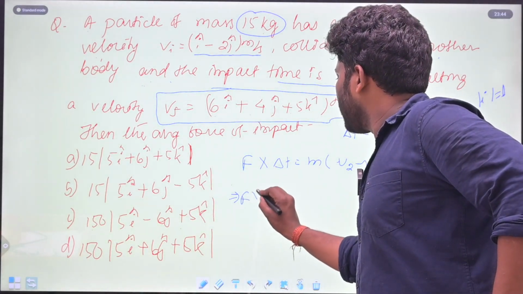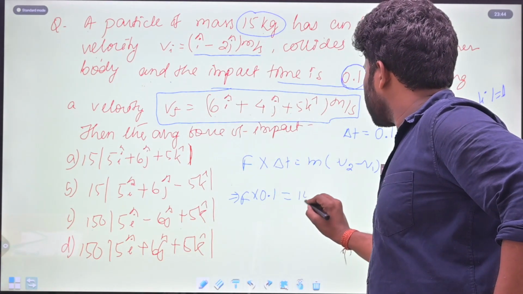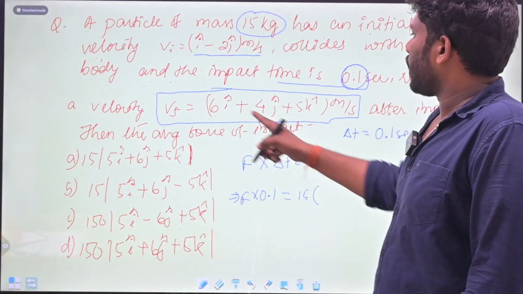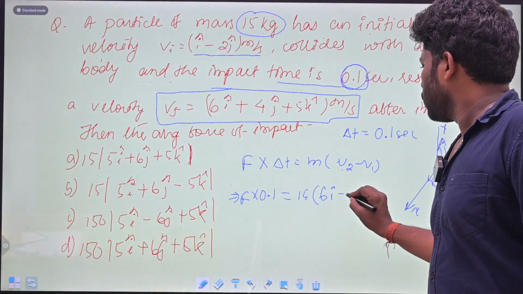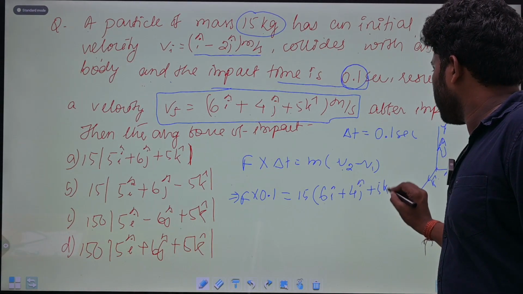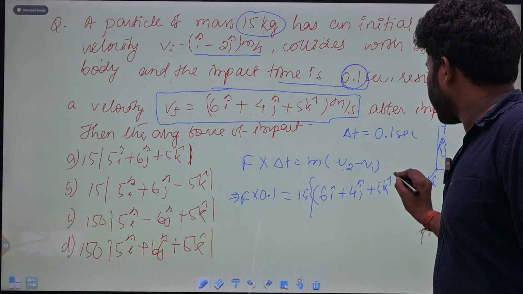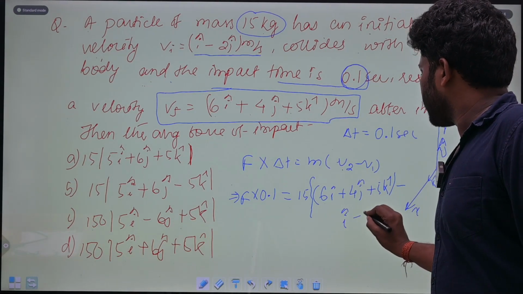F multiplied by 0.1 is equal to mass, which is 15 kg, multiplied by v2 minus v1. V2 means final velocity, that is 6i cap plus 4j cap plus 5k cap, in curly brackets, minus i cap minus 2j cap.